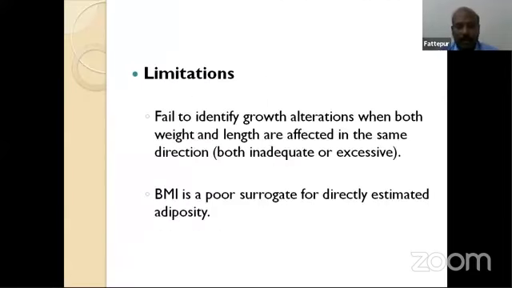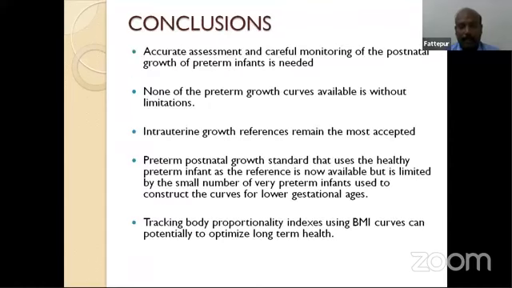So the major limitation is failure to identify. Can we use only the BMI charts? No, because it will not help us to identify if the baby is growing poorly where both the weight and length are affected simultaneously in the same direction. If they are affected, it will never tell us, and it will show as a normal curve. And also BMI is a poor surrogate marker for abdominal adiposity.